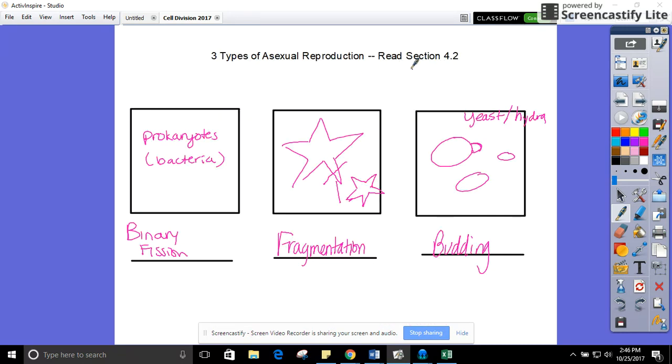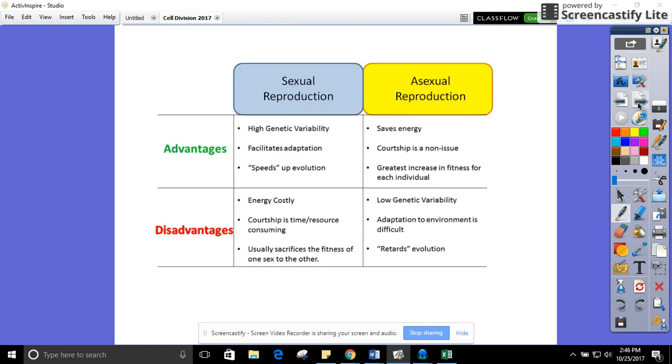So students are supposed to read section 4.2 about 3 different types of asexual reproduction, because it's not just binary fission, there's also fragmentation and budding. Students are responsible for comparing and contrasting the advantages and disadvantages of sexual versus asexual reproduction. So you should feel confident and comfortable with these terms.